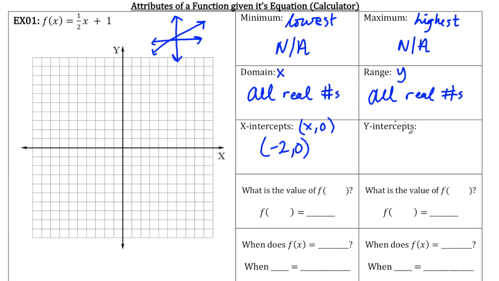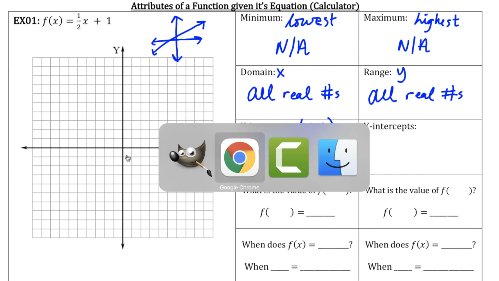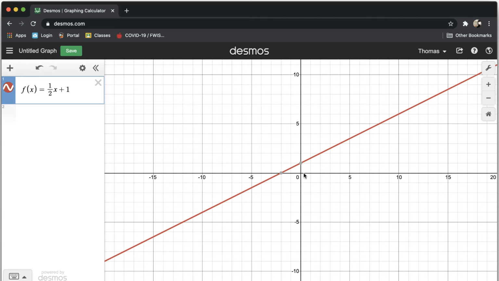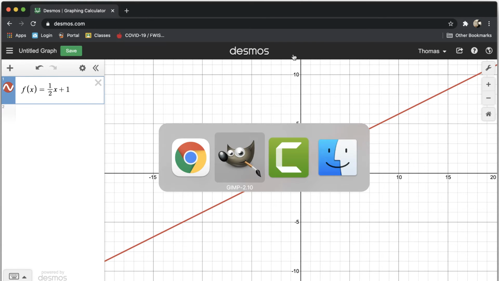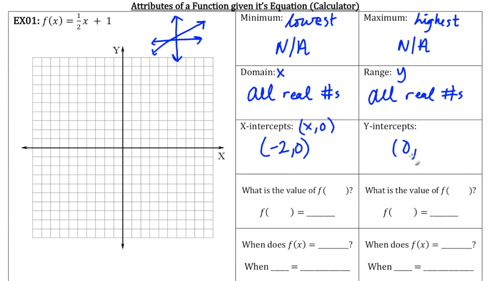All I'm saying is that the x doesn't have to be 0, but the y will have to be 0, okay? The y-intercept is where it crosses the y-axis, which is right here, so 0, 1. And for y-intercepts, the y can be a different number, but the x will be 0. So the x is always 0 for the y-intercepts. Let's graph these. -2, 0, and 0, 1.